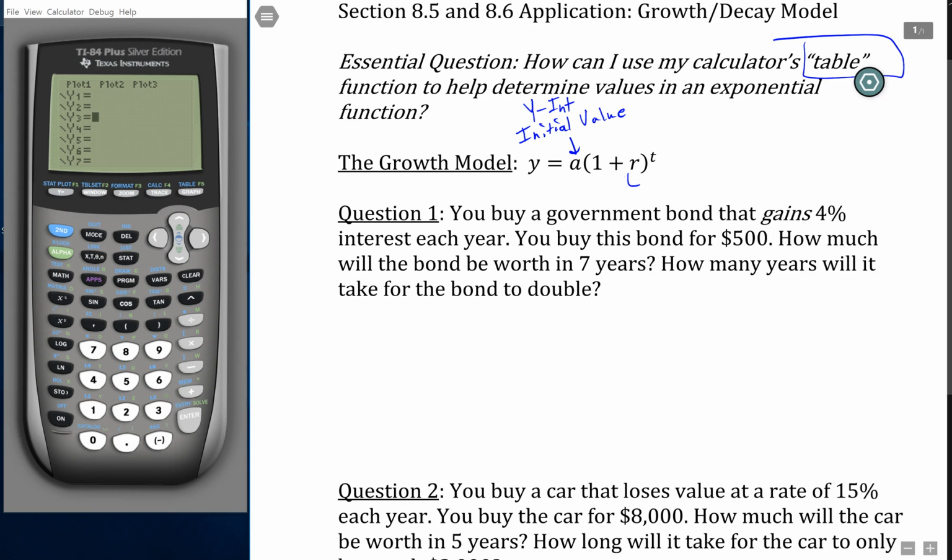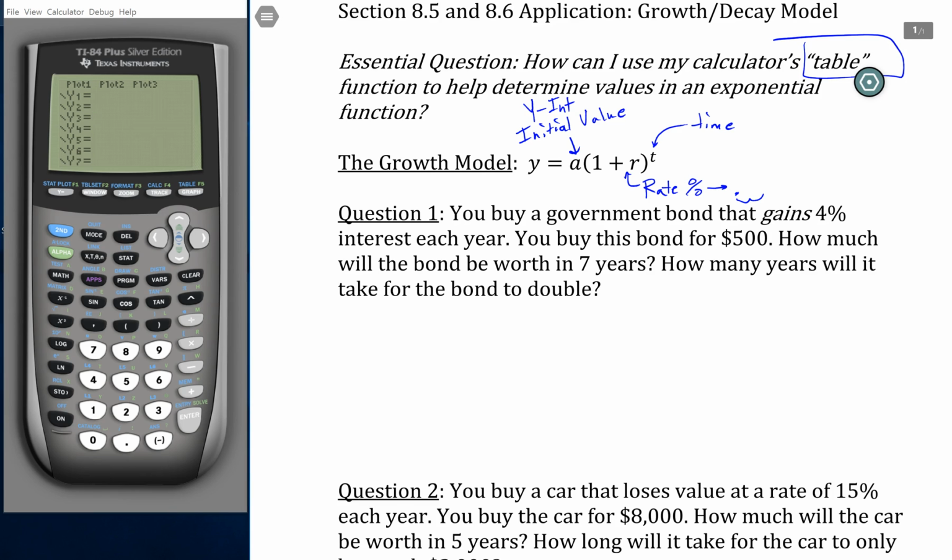The r refers to the growth rate. So this is the rate at which something is growing. Typically, it'll be in terms of a percent, so you need to convert it to a decimal by moving the decimal 2 places over. Hopefully you remember that. Finally, the t is our variable here. This just represents time. Typically, the time is in years. So that's our variable.